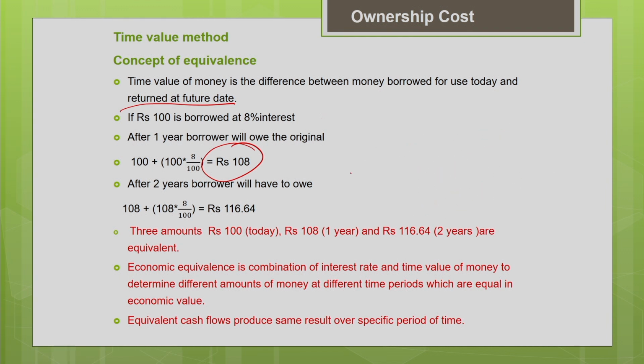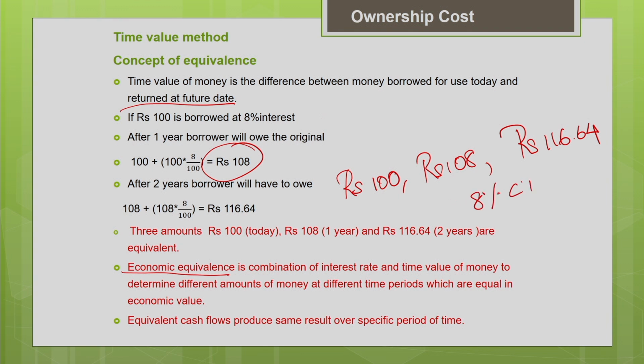The thing we have to keep in mind is that all these three values are equivalent: 100 rupees today, rupees 108 after 1 year, and rupees 116.64 after 2 years. They are not equal, but economically they are equivalent. This is called economic equivalence. That is, they are going to create the same effect. This is the concept of equivalence. At 8% compounding interest, they are made equivalent.